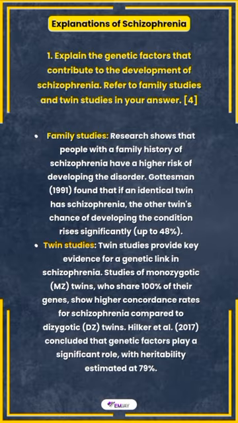Refer to family studies and twin studies in your answer. Marks 4. Family studies. Research shows that people with a family history of schizophrenia have a higher risk of developing the disorder. Gottesman 1991 found that if an identical twin has schizophrenia, the other twin's chance of developing the condition rises significantly, up to 48%.